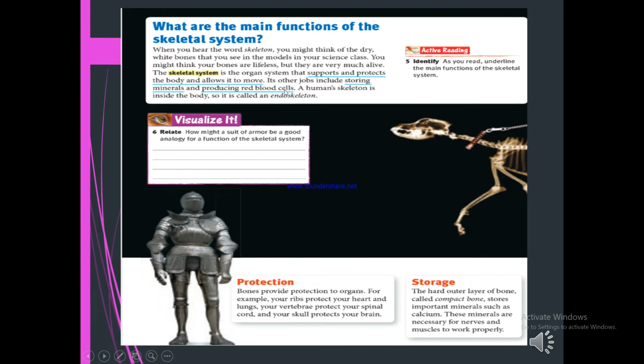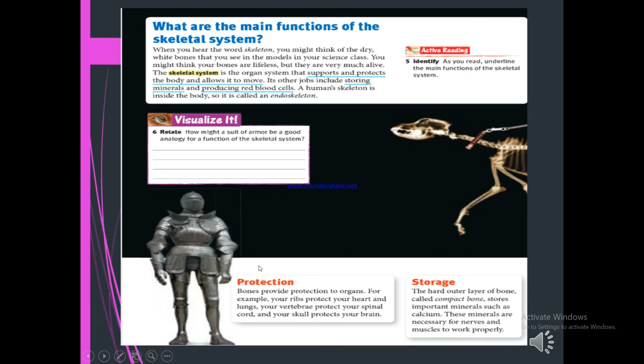Storing minerals and producing red blood cells. It stores minerals. Now, what minerals am I talking about here? Here, I'm talking about calcium. Bones, they store calcium inside them. That's why your mom says, please drink milk daily. It's very important for you, for your bones. You will grow faster, better. And even the small baby, you always see him with milk because he needs to grow very fast. And also they're responsible for producing red blood cells.